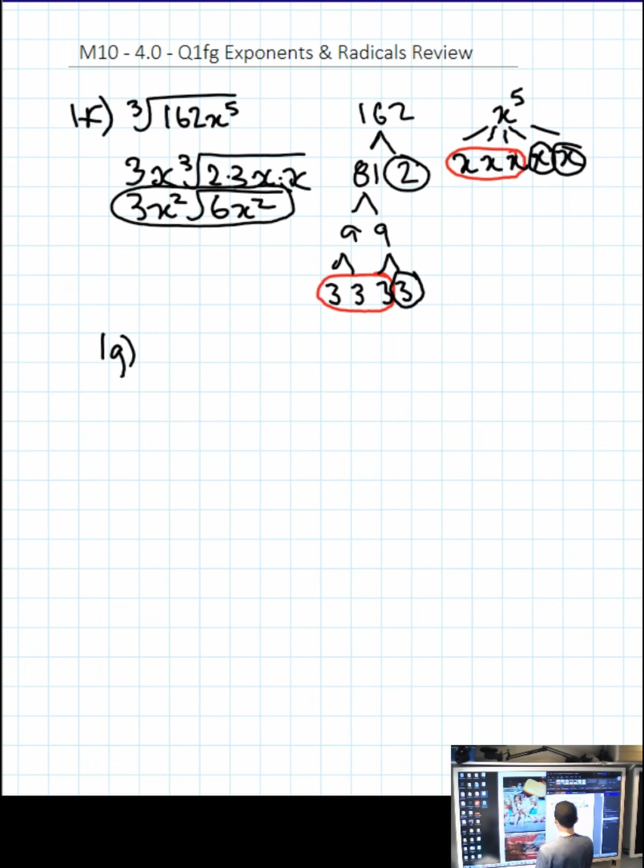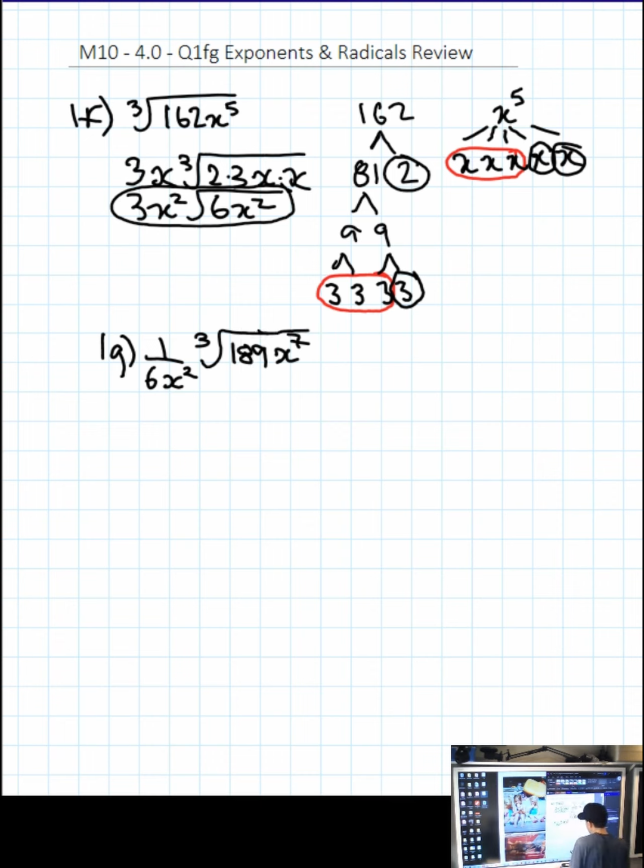Okay, 1g. So we have 1 over 6x squared. And then we have a cube root of 189 x to the 7. So 189 is a really weird number.